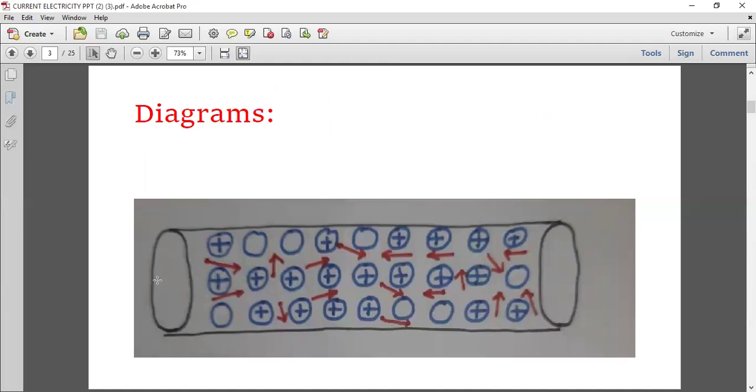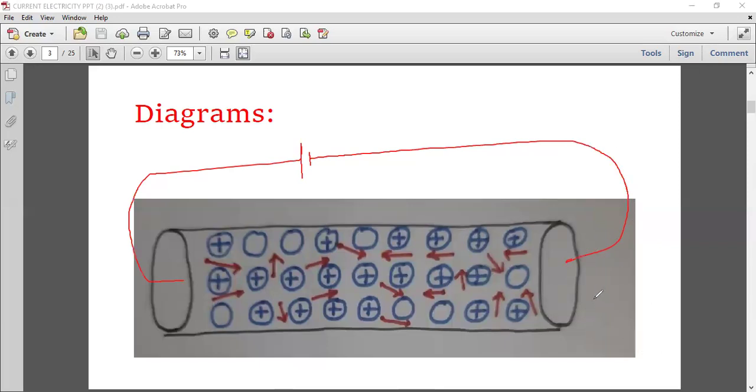When a potential difference is applied, suppose here, हमने एक बैटरी से इसके एंड्स को कनेक्ट कर दिया. This indicates low potential, ये लो पोटेंशियल पर है, and this is at high potential. Now what will happen? An electric field will be developed all across the length of the conductor. उस इलेक्ट्रिक फील्ड की डायरेक्शन क्या होगी? हाई पोटेंशियल से लो पोटेंशियल.